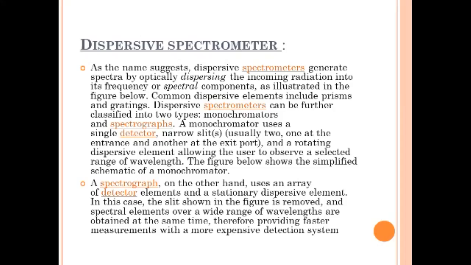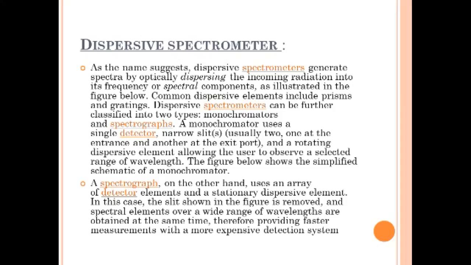Now I'm going to show the clear working of a dispersive spectrometer. As the name suggests, a dispersive spectrometer creates spectra by optically dispersing the incoming radiation into its frequency or spectral components. As illustrated in the figure, common dispersive elements include prism and grating. Dispersive spectrometers can be further classified into two types, monochromators and spectrographs. A monochromator uses a single detector, a narrow slit, and a rotating dispersive element, allowing the user to observe a spectral range of wavelengths.